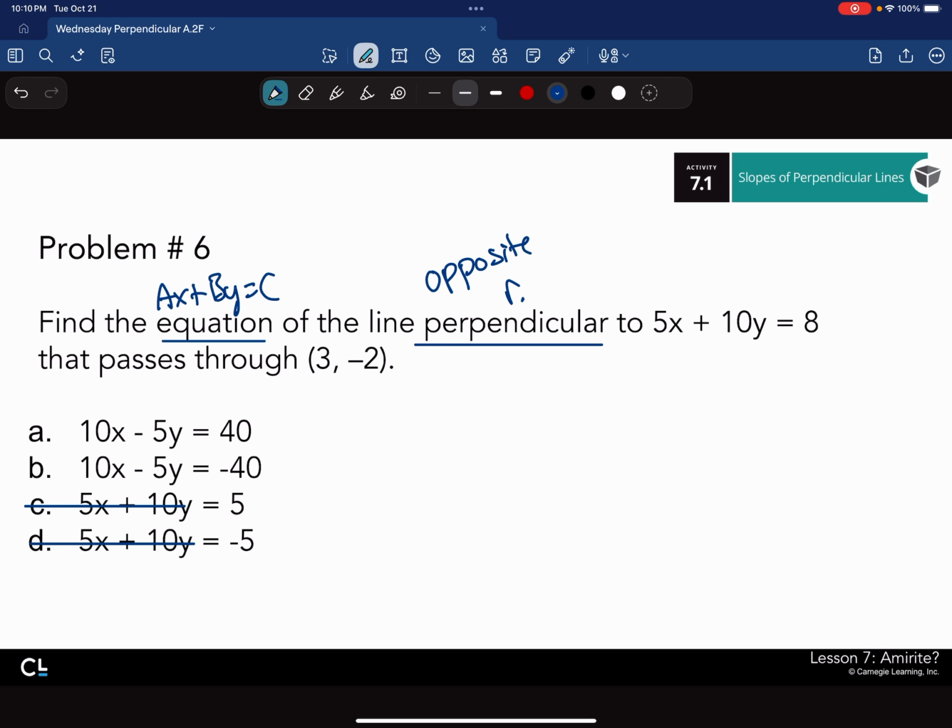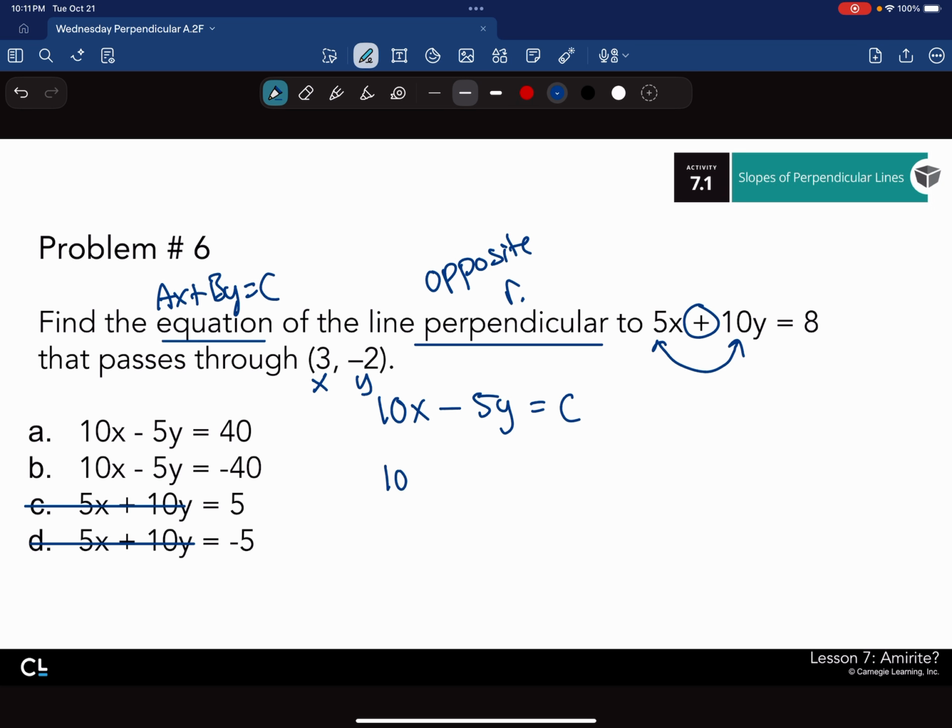So to change it to the opposite reciprocal, the 5 and the 10 have to switch spots, and whatever's in the middle changes to the opposite. So instead of 5x and 10y, I have 10x and 5y. And instead of plus, it's going to be a minus. We're going to set that equal to c. They gave us a point. The 3 is an x value, and the negative 2 is a y value. So now I can plug those into the equation.